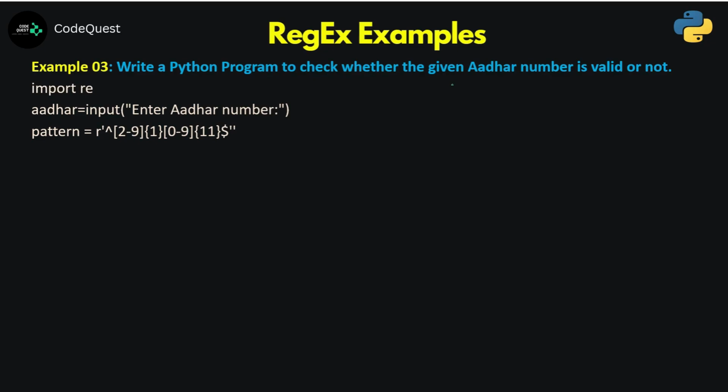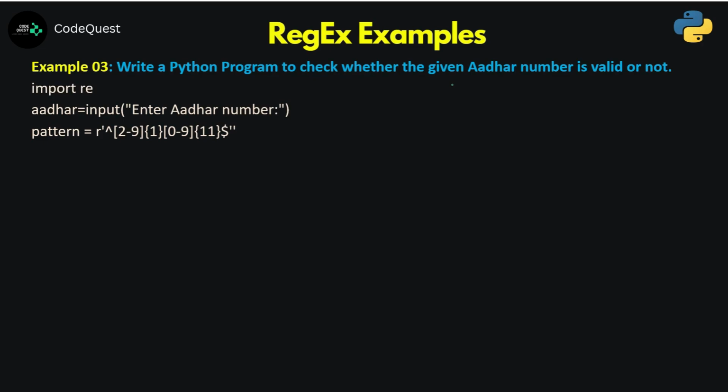And the very first digit of your Aadhaar number must be between 2 and 9. I mean, it should not start with 0 or 1. And the following 11 digits after the first digit can be any digit. I mean, it can be 0, it can be 1, it can be up to 9. Any digit you can take.